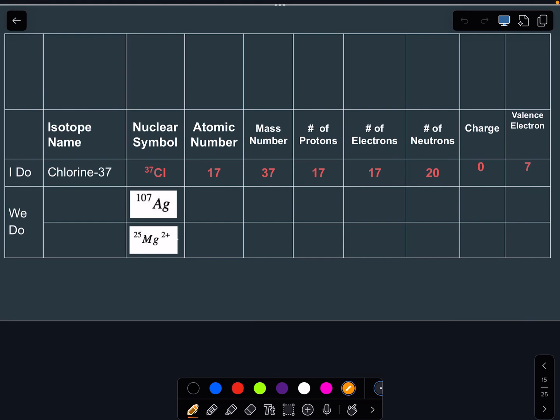Okay, so what is given is they gave us silver, well, they gave us Ag 107. First thing I always do is ask, what element am I dealing with? So find Ag, put your finger on it on the periodic table, everybody.